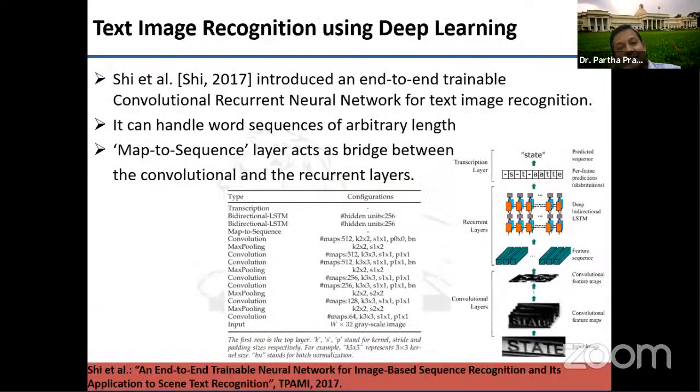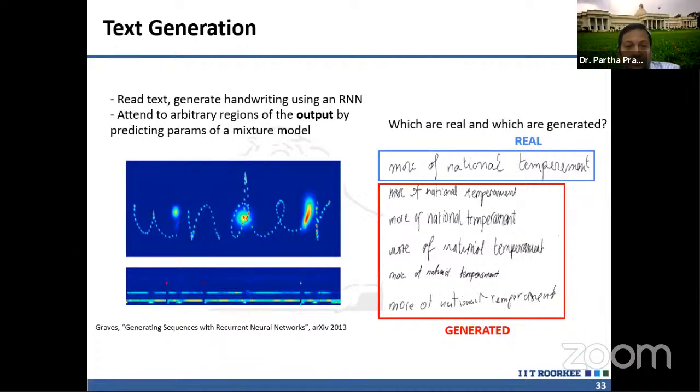One of the recent works which is very interesting is that a machine is also writing like a human. For example, if I give some samples of my handwriting to the machine, it will understand the style of my handwriting and then start generating sentences in my handwriting style. This is done using RNN. These are some of the sentences generated by the machine. They look very realistic, but they are generated by the machine using a recurrent neural network.